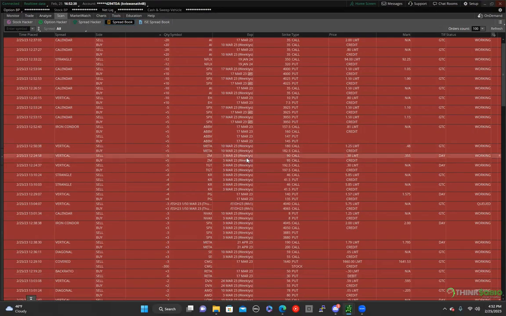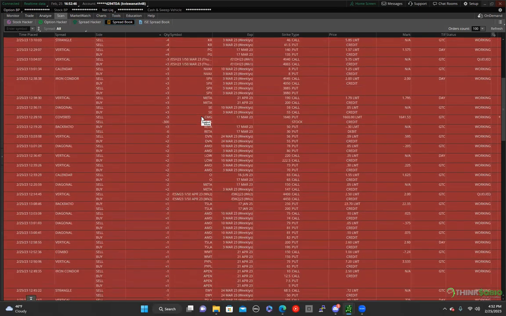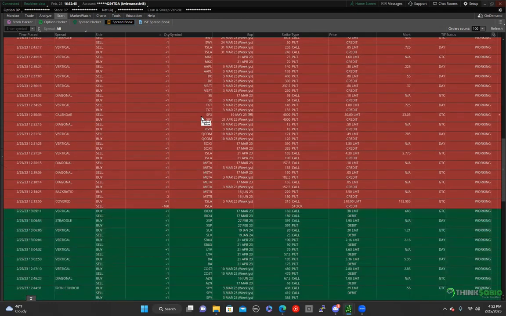So you can see where all the money is going, and where all the spreads are positioned. Sometimes you can see big trades on SPX, like 1,000 contracts, 10,000 contracts in the spread book. You just have to keep looking at the spread book.